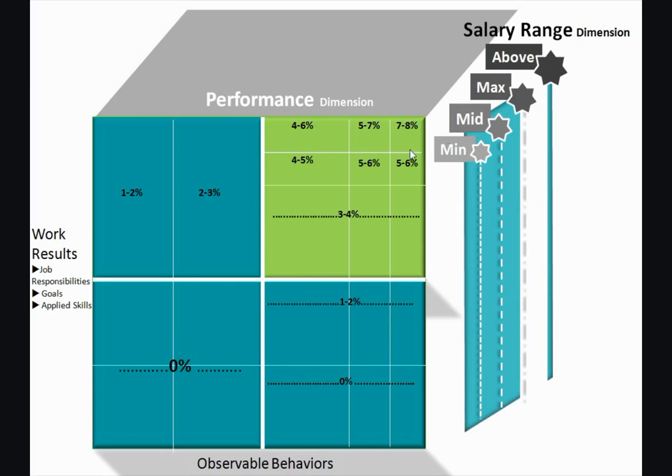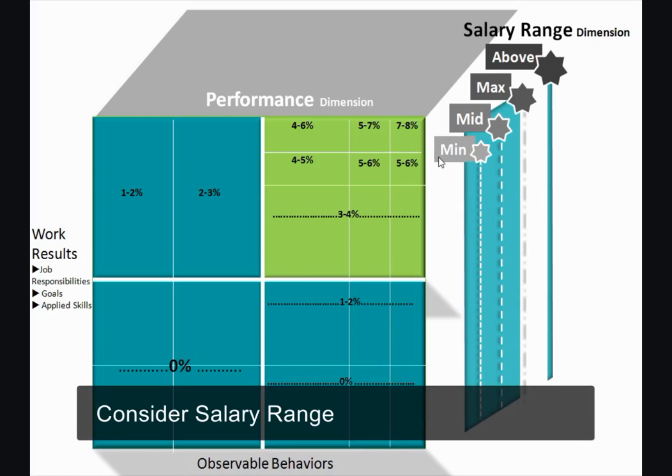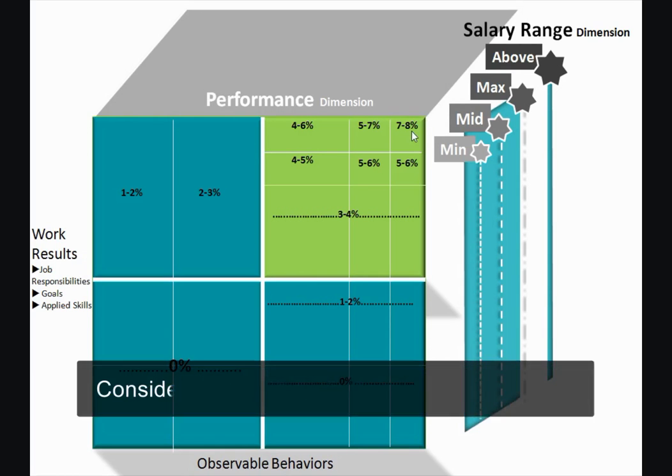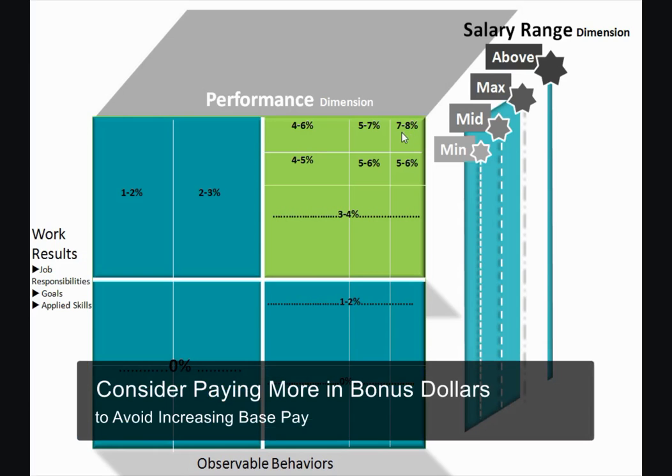And when you think about somebody that you have who's one of your top performers and they're paid at the minimum, you're going to consider a bigger increase. You might also have one of your top performers who's at the mid or the max or even above their salary range. So what you'd probably do is give them maybe some merit, or maybe most of their pay increase would come in as a bonus so that it doesn't impact their base pay.